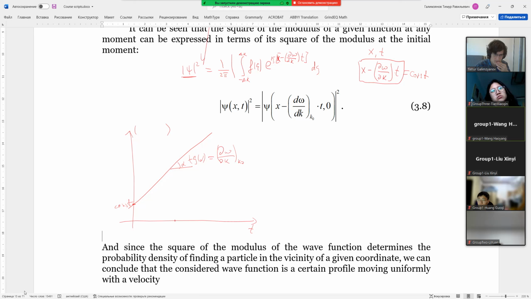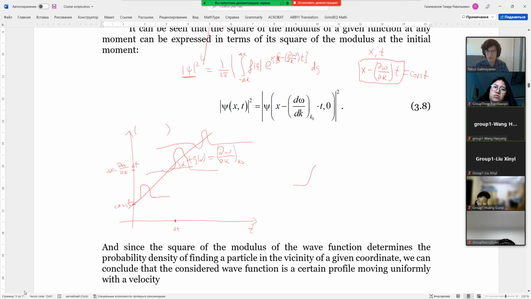move in time by some value delta t, and simultaneously move in space by some value delta x equal to d omega by dk times delta t, you will have the same shape of your wave packet. So you have this one here, this one here, this one. But if you move far in time or in space, the amplitude would be approximately 0.